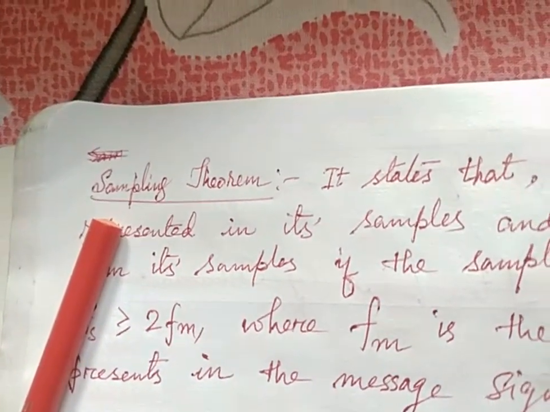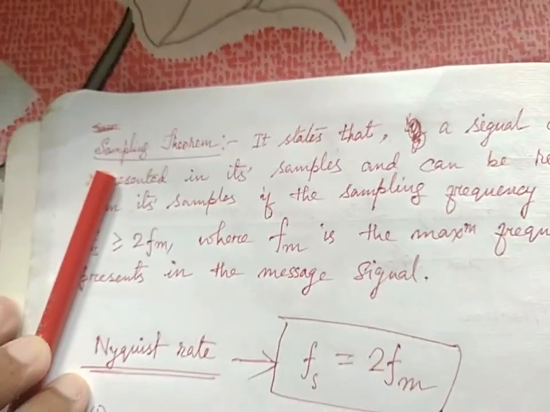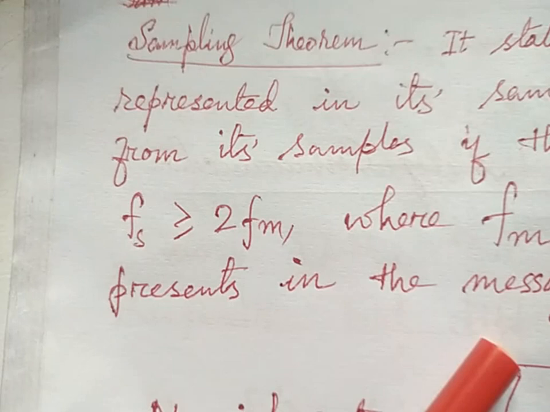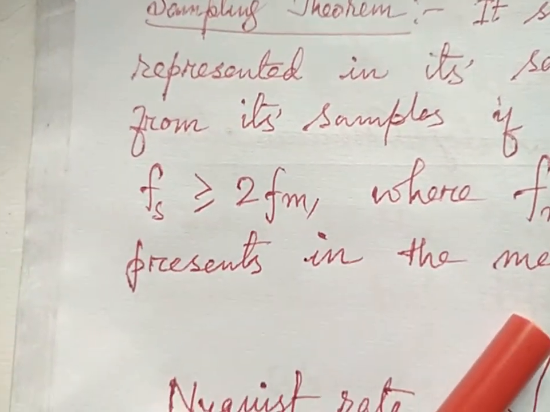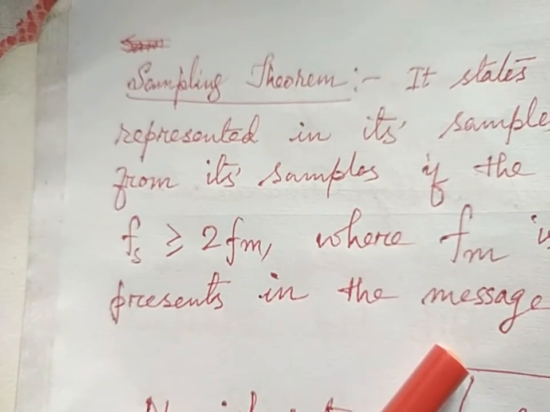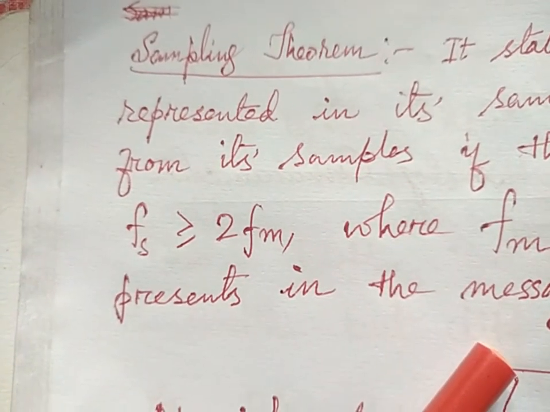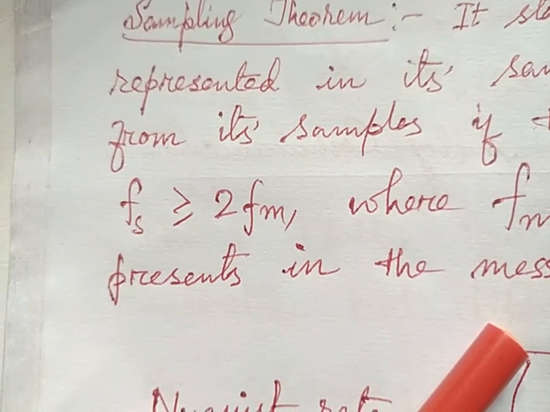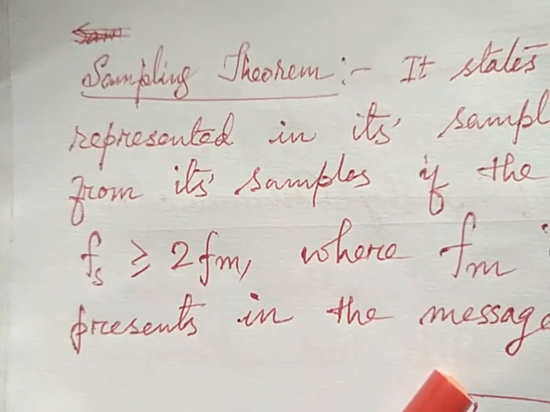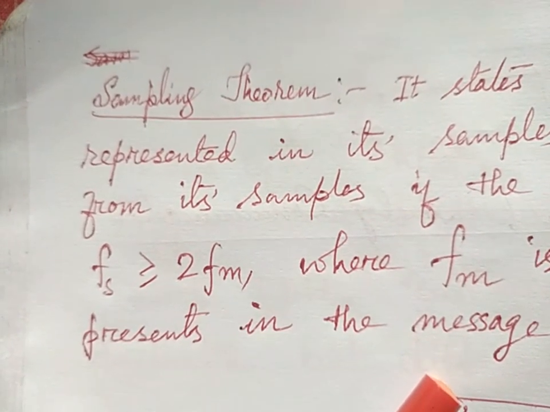In that theorem, it is stated that a signal can be represented in its samples and it can also be recovered back from its samples if and only if the sampling frequency fs is greater than or equal to twice fm, where fm is the maximum frequency present in the message signal, right? So the main theorem of sampling is fs greater than or equal to twice fm. So what is the minimum sampling rate it should be if I want to recover back the message signal from the samples? That is twice fm.